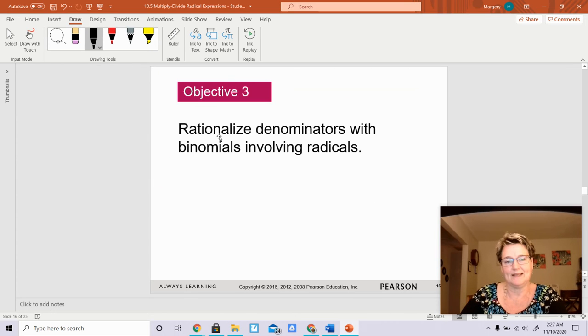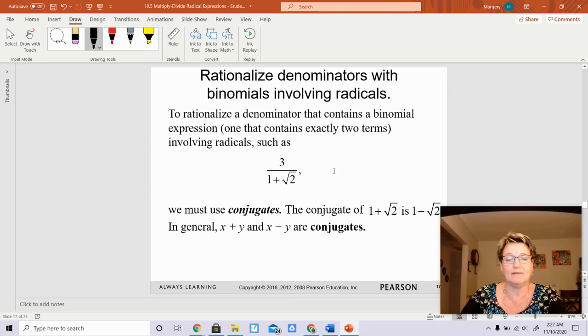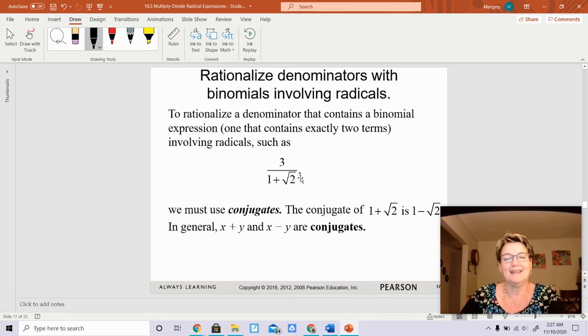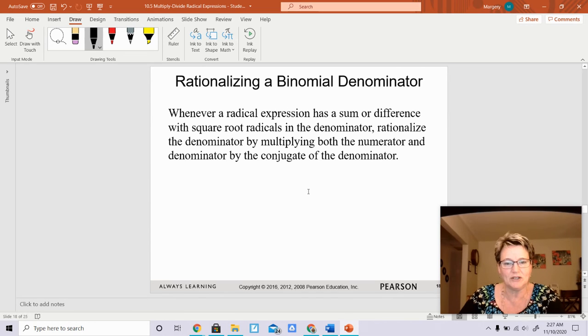All right. Next problem. Rationalize the denominators with binomials involving radicals. This is really nice because you're going to rationalize the denominator, but you're going to use conjugates. Conjugates are extremely easy. All you do is you copy the problem down. Whatever that sign is, you just change it to its opposite. So I want you to read this, and then I'm going to go over it with you.